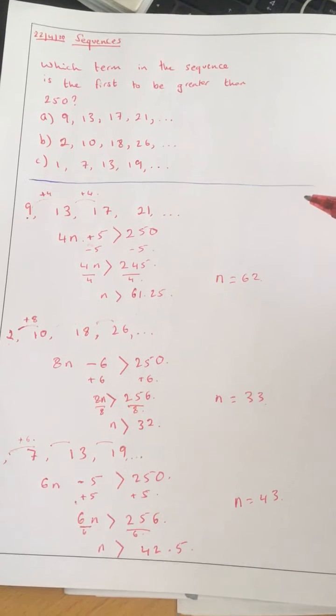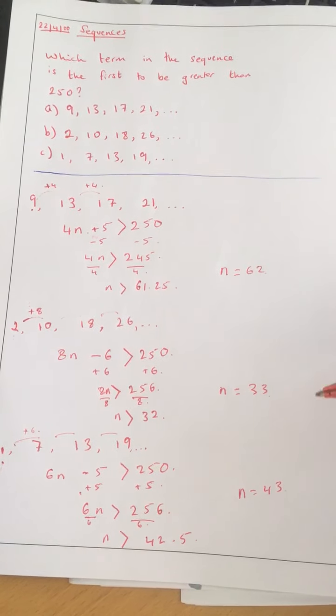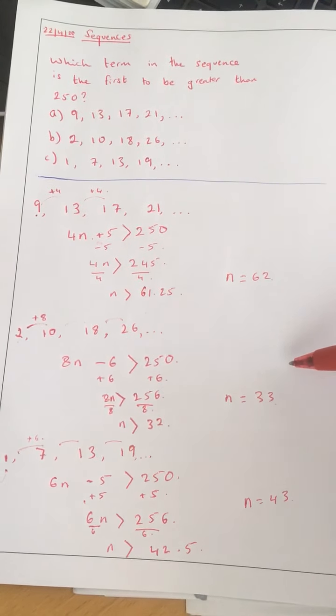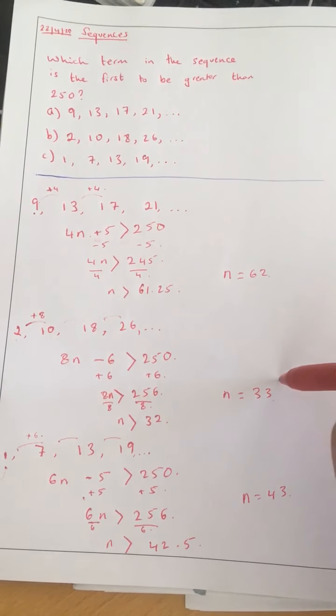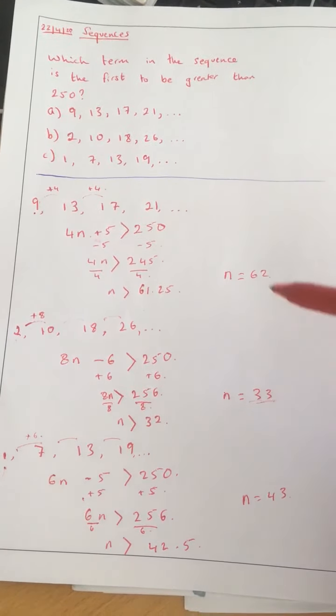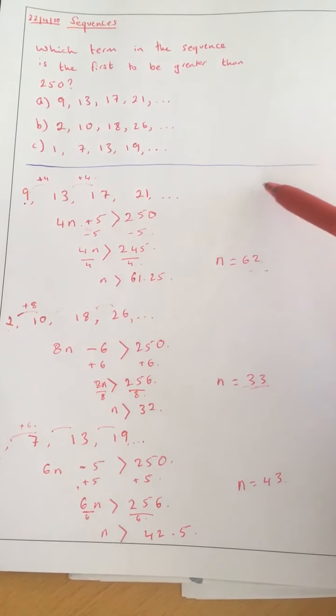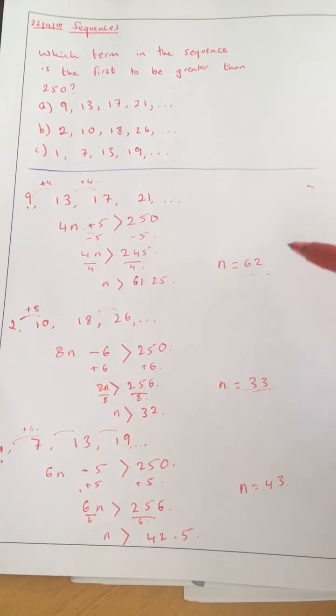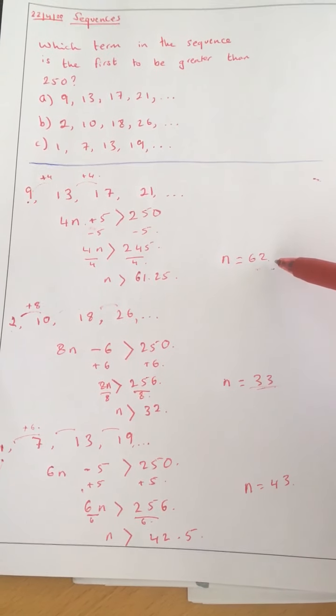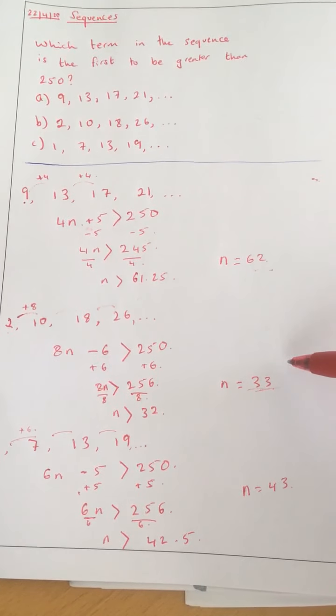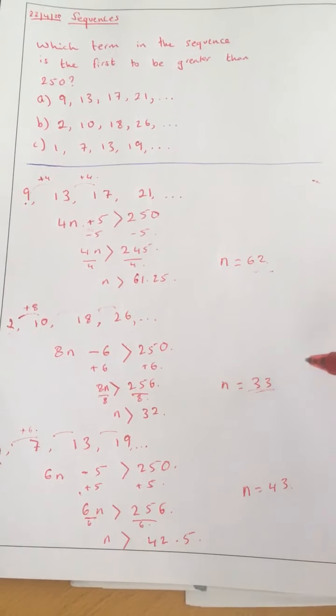What this means is that the first term to be bigger than 250 is going to be in this sequence because that will be the 33rd term, whereas here it's the 62nd term. So I have to continue this sequence all the way up to the 62nd term to get more than 250, whereas here I only have to go up to 33 terms. So this is the answer.